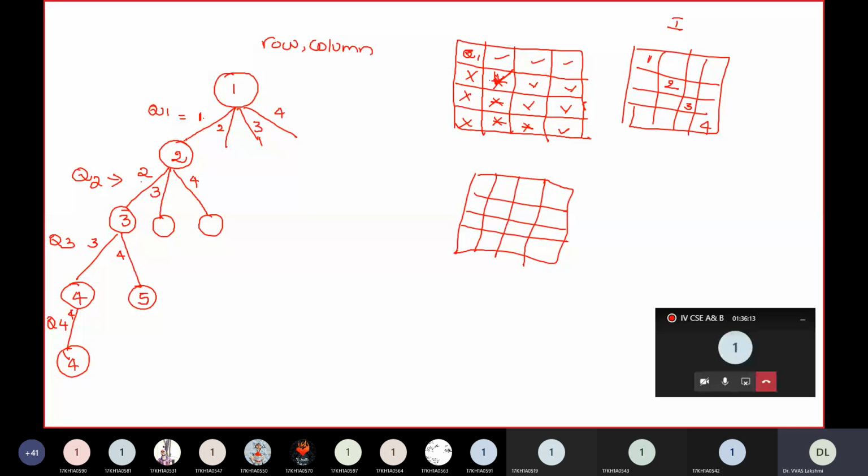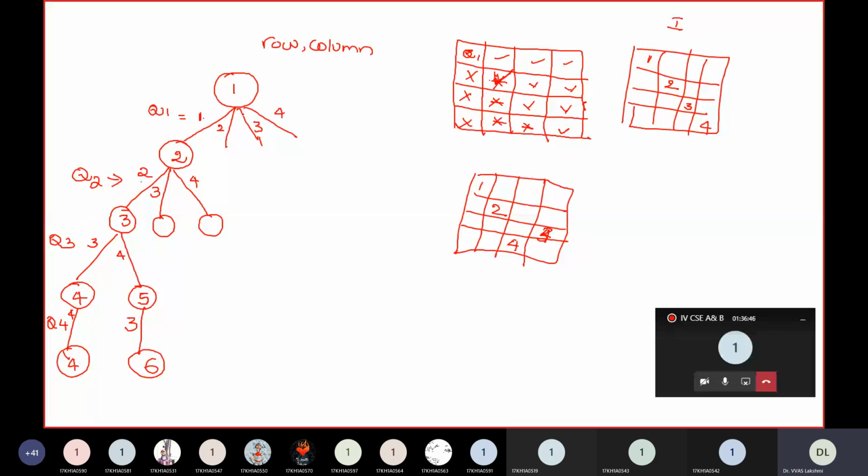So queen 1 is in the first column, queen 2 in the second column, and queen 3 moves towards the right. So that's why here 4. So there is only one chance to place queen 4 in the third column. Sorry, the third queen. This is 4. The fourth queen we are able to place in the third column only. So this is node number 6.